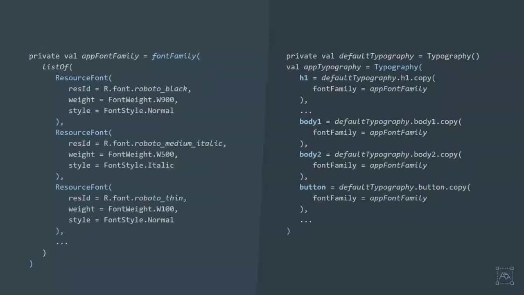And style, it can be normal or italic. When we define it, the next big step is to create a typography object. Speaking about the typography object, we have a few different predefined sets for typography. It can be from H1 to H5, body 1, body 2, button, and much more. And all these names are defined in the Material Design guidelines.